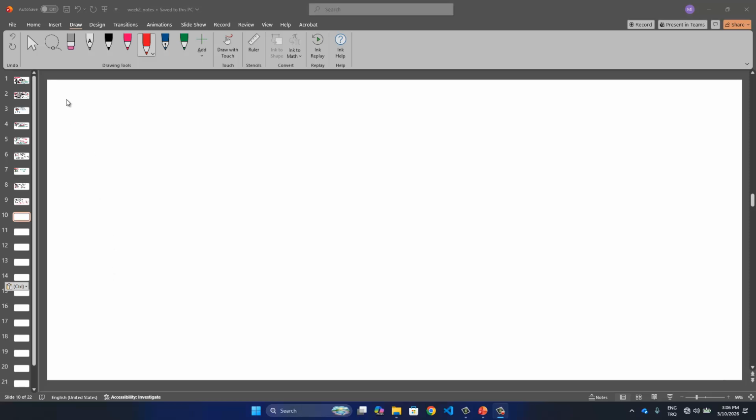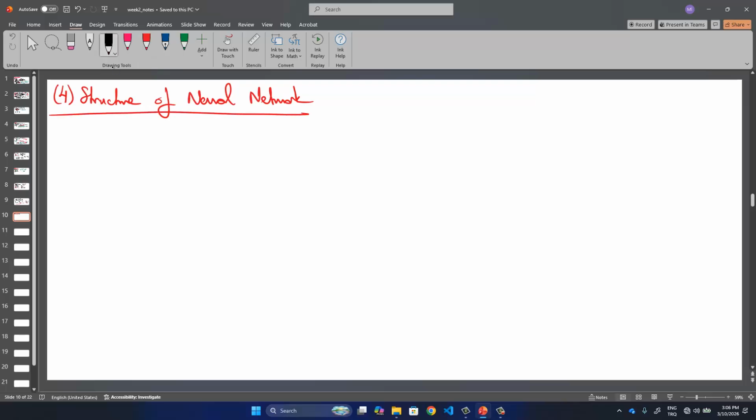We need to write the structure of neural network. In order to generalize the formulation schema, we need to write this neuron structure. This is the x0 plus 1. This is a bias schema.